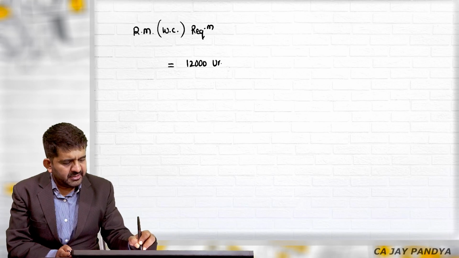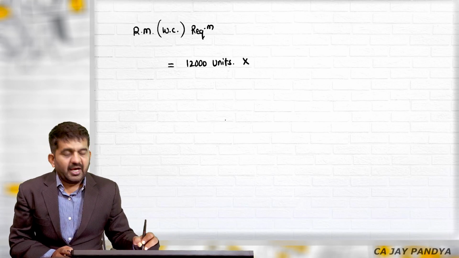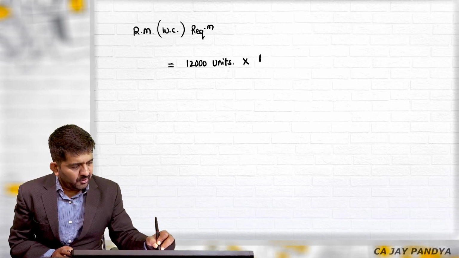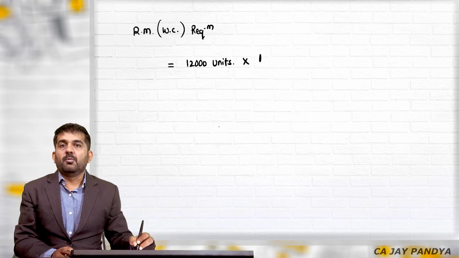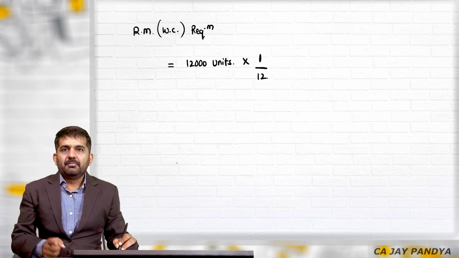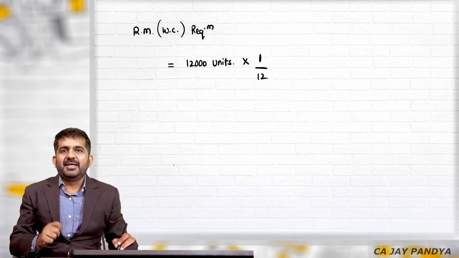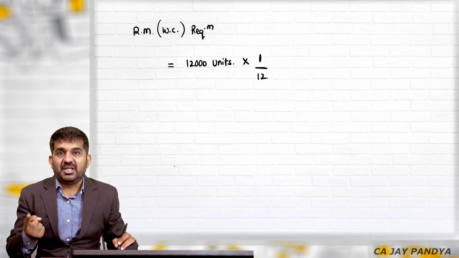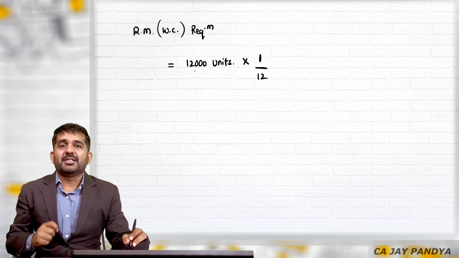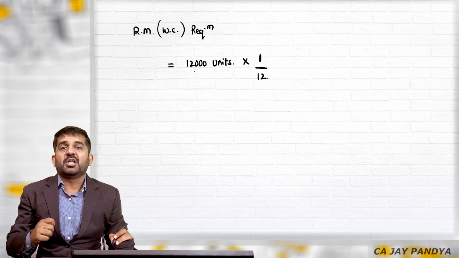12,000 units is a requirement per annum. I found out my raw material stock for 1 month, divided by 12, because 12,000 units is per annum. I will be getting the average stock of raw material. Sir, then 12,000 units is not an average stock of raw material? No. It is a total annual requirement.